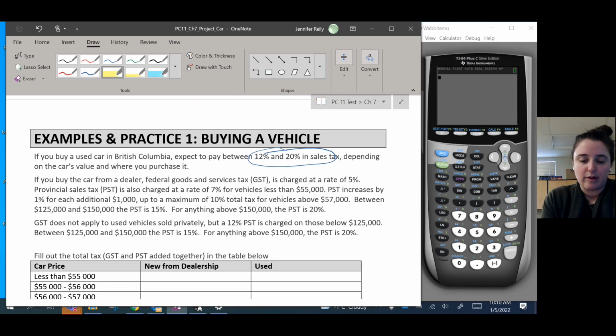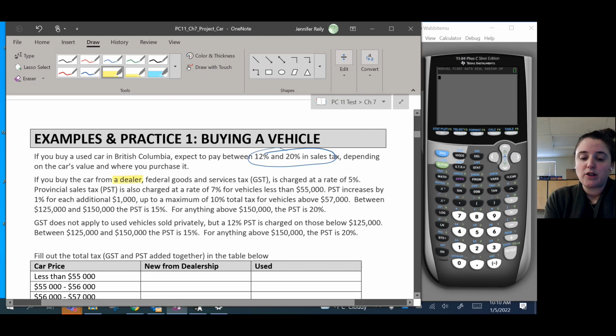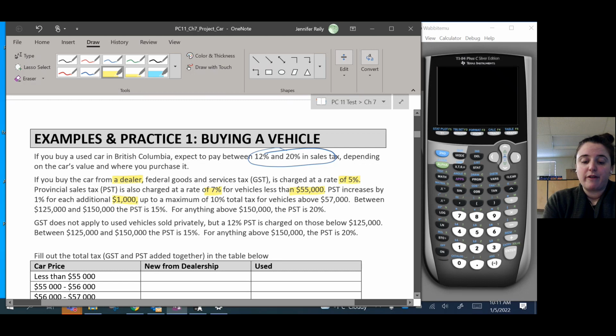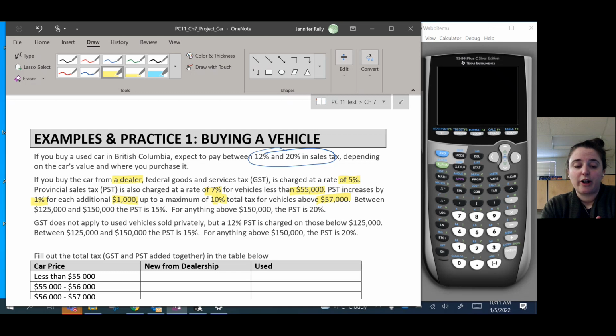Okay, so I'm just going to highlight some things as I read through here. If you're buying a new car from a dealer, you get charged 5% for GST, and that's the government sales tax that all Canadians have to pay. And then the provincial sales tax just for British Columbia is 7%, as long as you're spending less than $55,000. As the cost of the vehicle goes up, there's extra charges for a luxury tax. So for each $1,000 above $55,000, you have to pay an additional 1%, giving a maximum for $57,000. So if you're spending $57,000, you're doing a 10% total tax for that car.